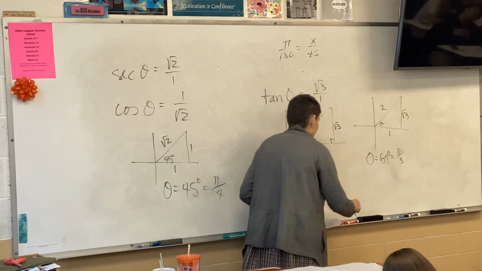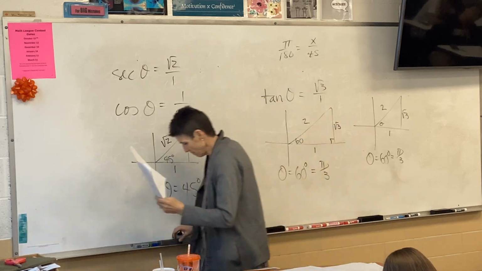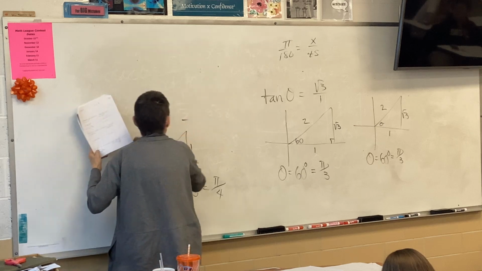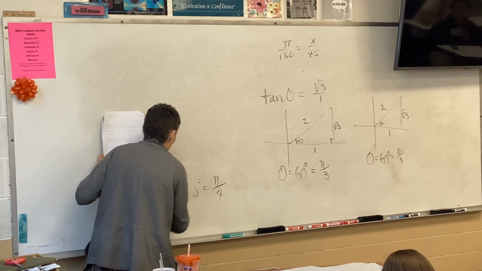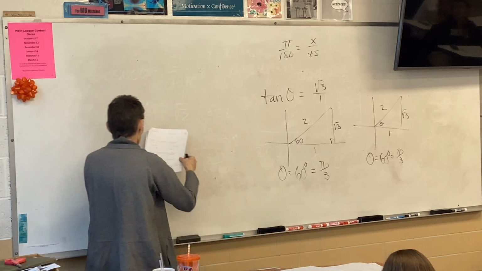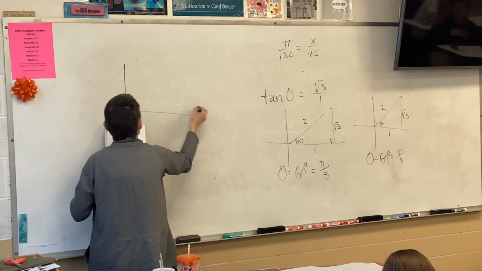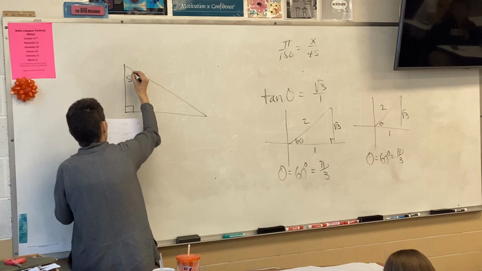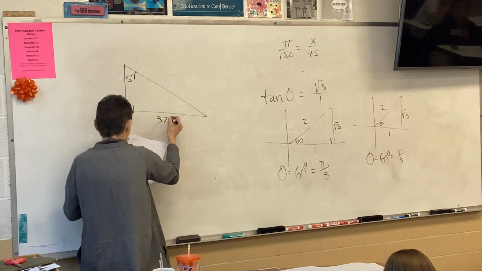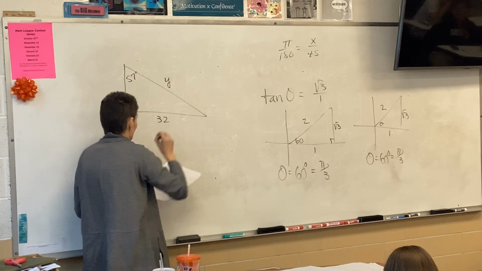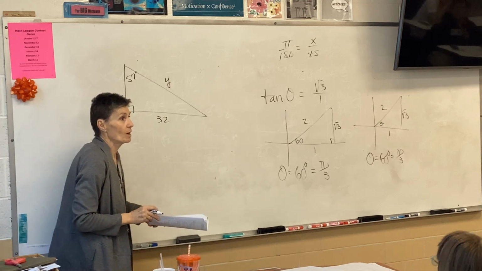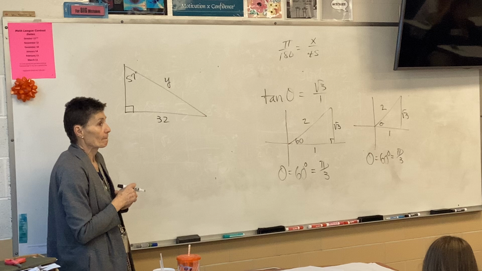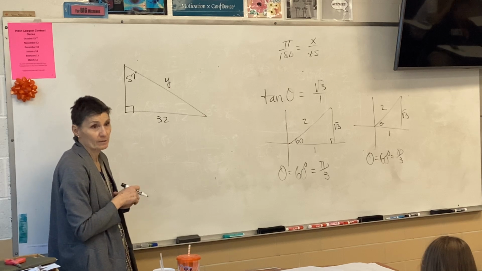Number 6 says solve for the variable shown. Now, this clearly is not a special triangle, right? No. This is not one of your special triangles. I'm gonna use a calculator, since we're gonna need a calculator to do this.